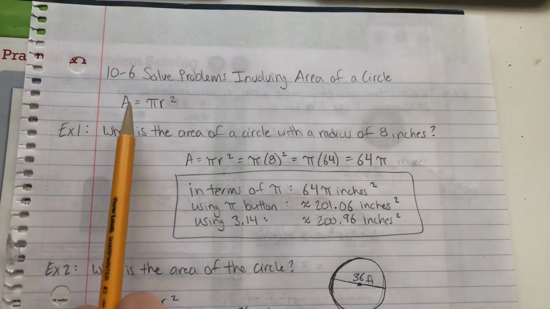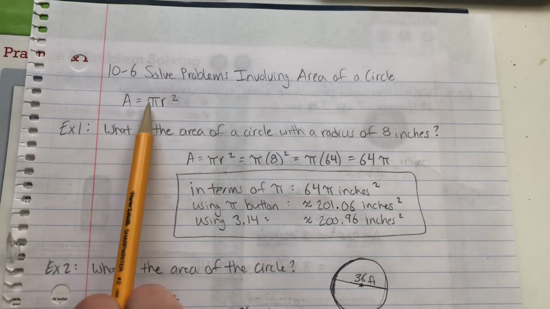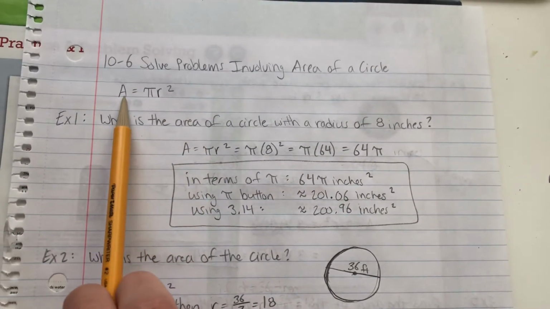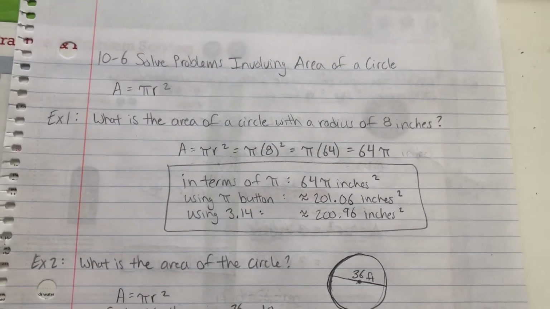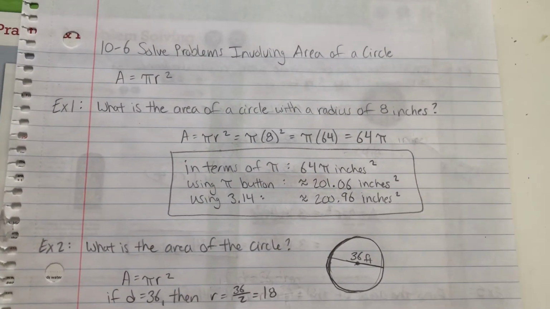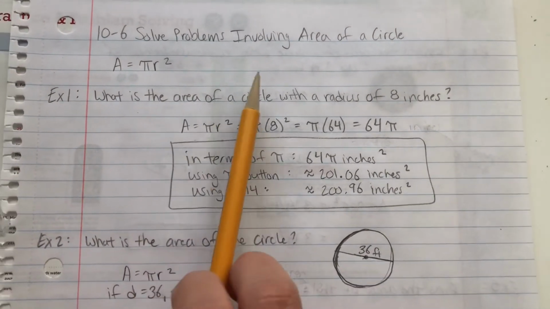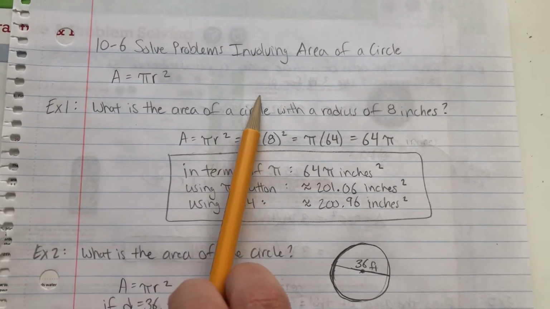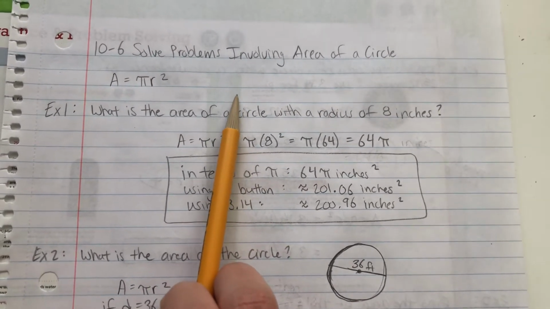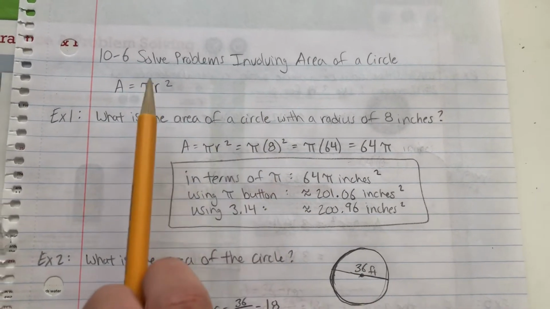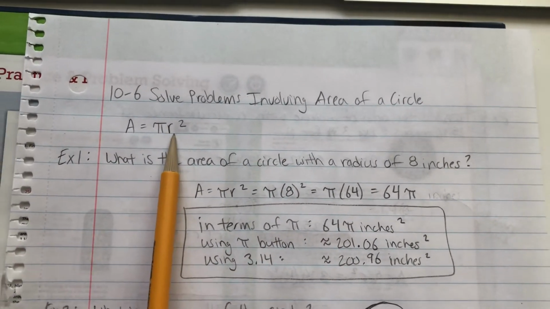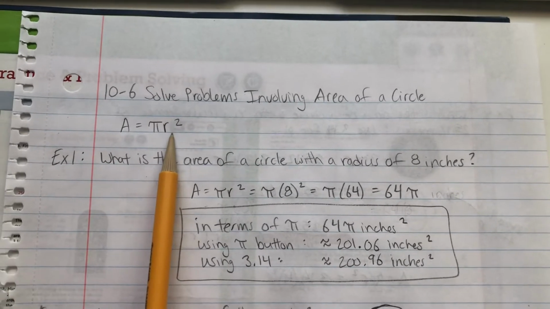Here we have the formula. A equals pi r squared. A represents area, r represents radius, just like in lesson 10.5. But unlike lesson 10.5, notice there's not two different ways we can write the formula. In lesson 10.5, we could find circumference whether we had the radius or the diameter. In this lesson, for area, you have to have the radius.